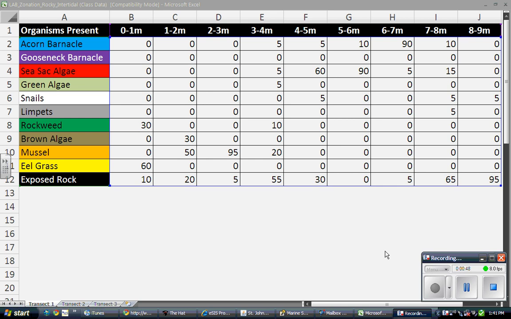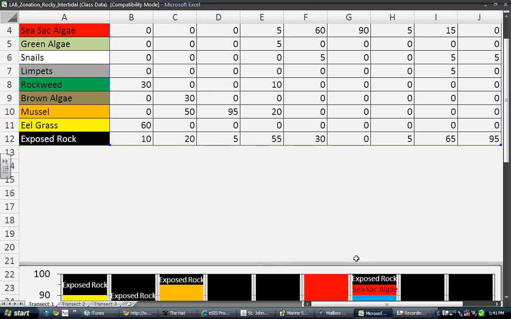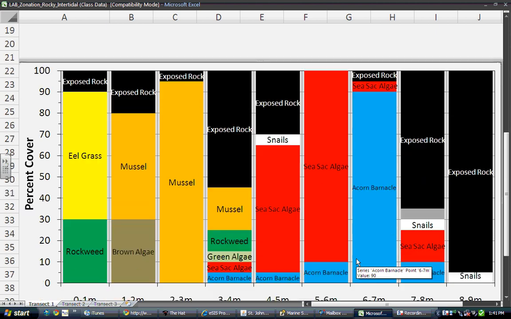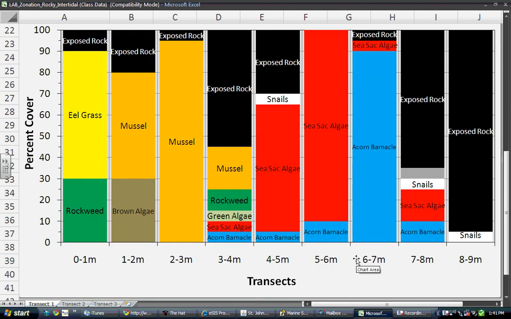But for right now, I'm going to go ahead and scroll down to what the graph would look like. So if you did a stacked bar graph, this is what it should look like. Now I included data labels on mine to make it a little bit easier to see. You did not have to do that, although it might be helpful.